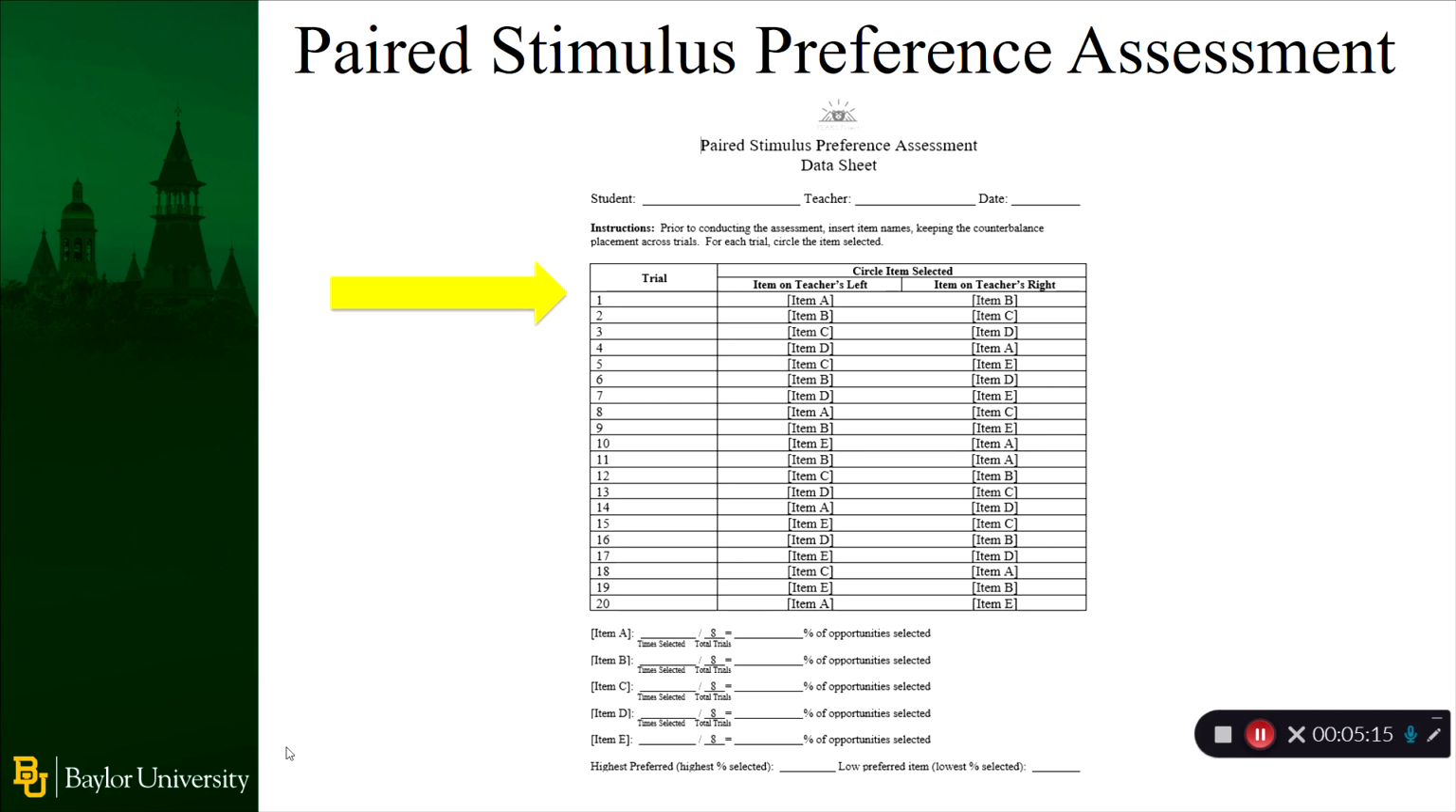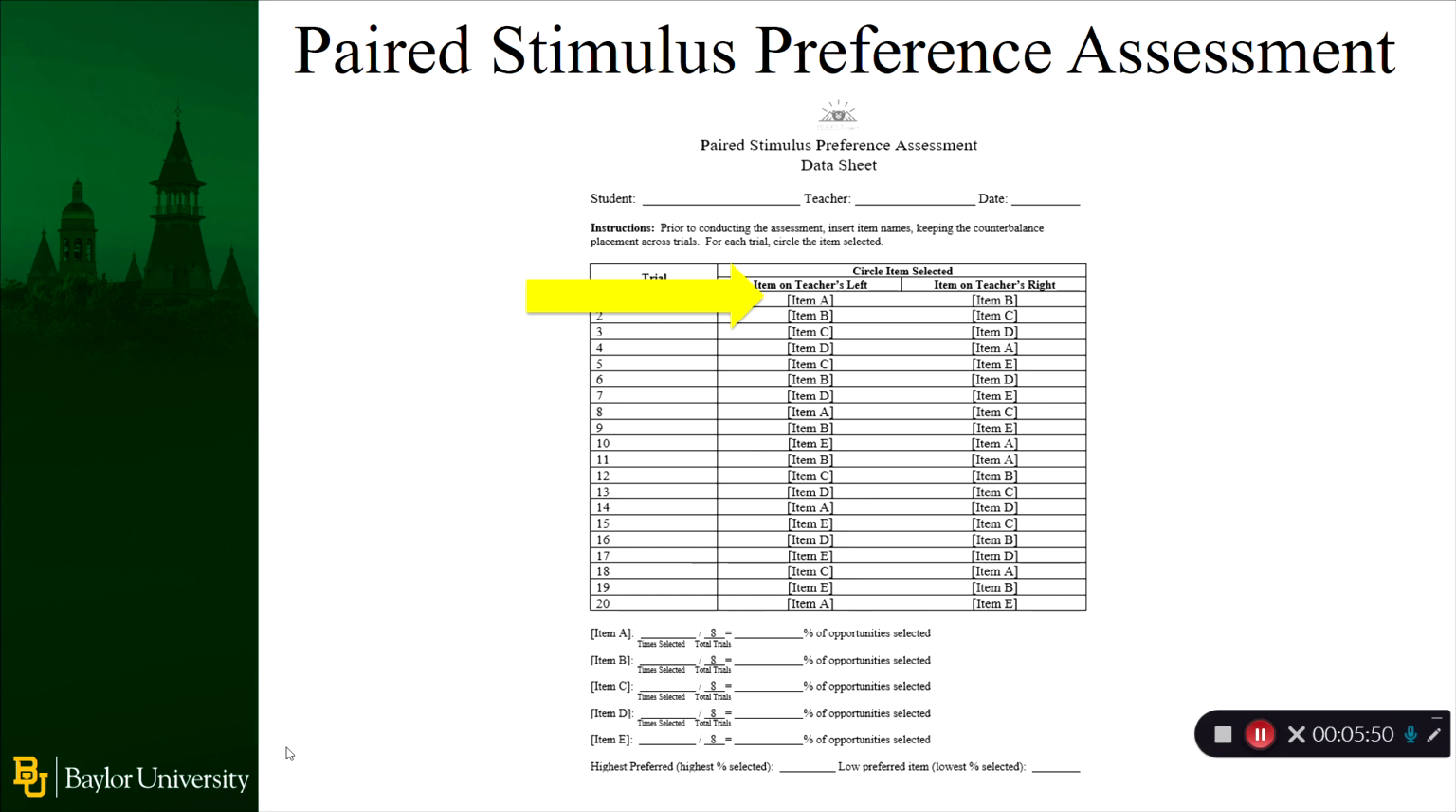Here we have each trial. One trial consists of presenting 2 items, one on your left and one on your right. You'll notice that before you start your assessment, you'll need to modify your data sheet so that you can write in what your item A is and what your item B is. For example, your item A may be the Nintendo Switch, your item B, Legos, your item C, a book, and so on. So you're going to want to enter that in before you use this data sheet.